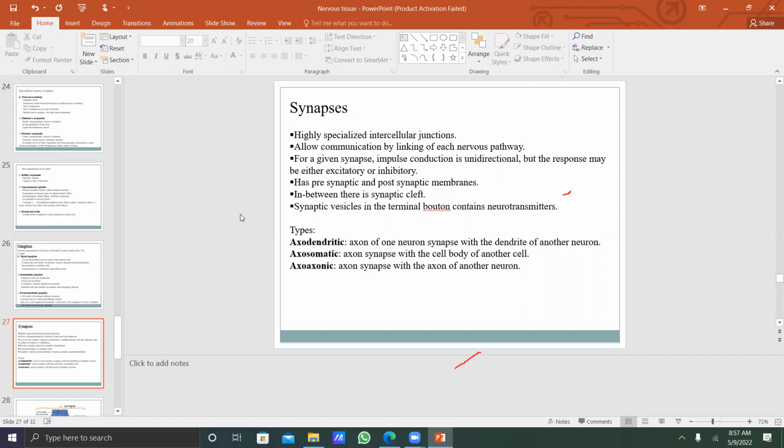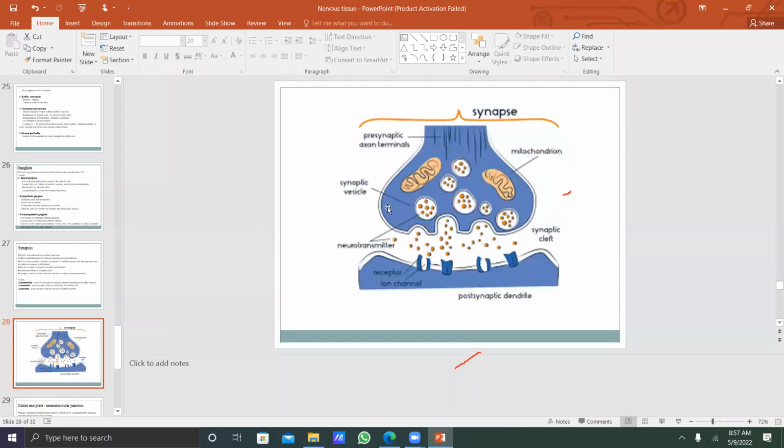So a synapse has presynaptic and postsynaptic membranes. Presynaptic membranes we can see in the afferent neuron. No, sorry, presynaptic is in the efferent neuron. And the postsynaptic is in the afferent neuron. In between there is a synaptic cleft.